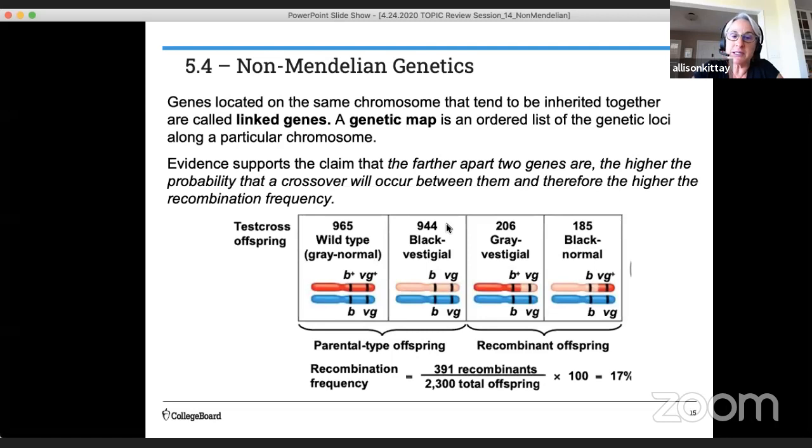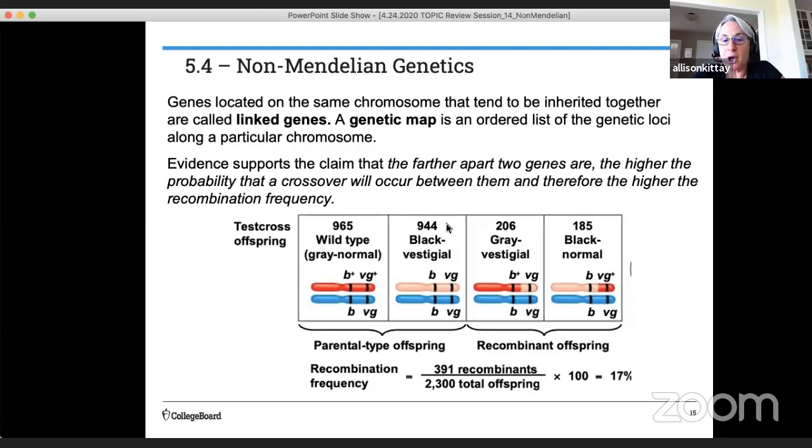So this is some data from a test cross in flies, and we can see that we have 965 wild type, 944 black vestigial. So we cross the two homozygous recessives. But then we see some new phenotypes. We get a gray vestigial, 206, and 185 black normal. Now, the first two we call parentals because they look like the parents in the cross. The second two we call the recombinants because they do not look like the parents that were used in the cross.